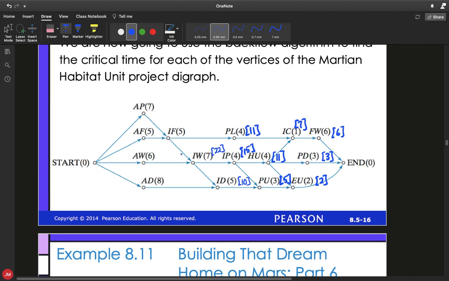Let's keep working our way from right to left. So for IF5, we have two options. We either have the 11 or the 22. Obviously, the one which is largest is the 22. So take 22 plus 5, which tells you your critical time for IF is 27.